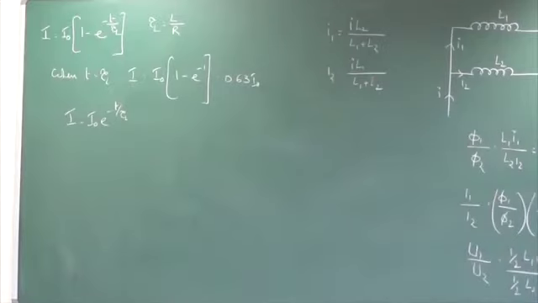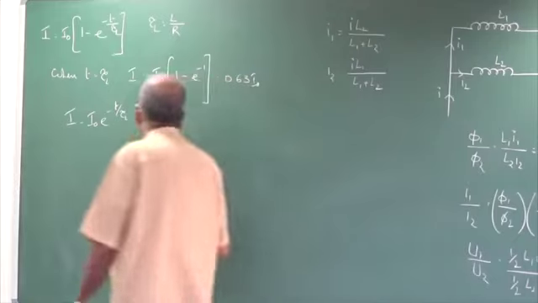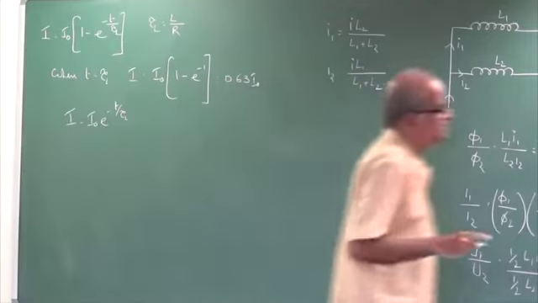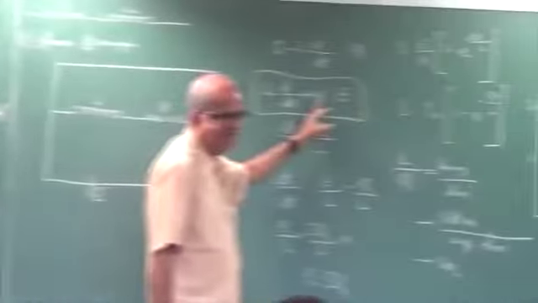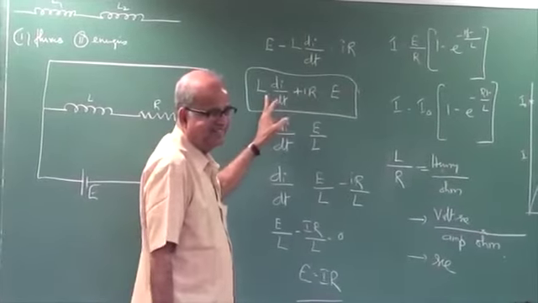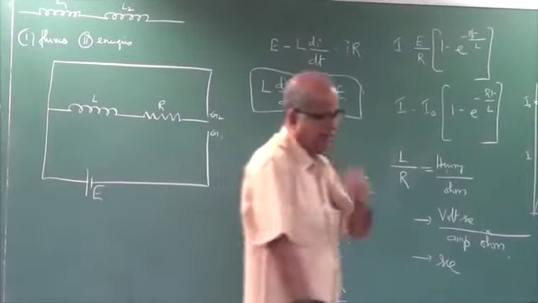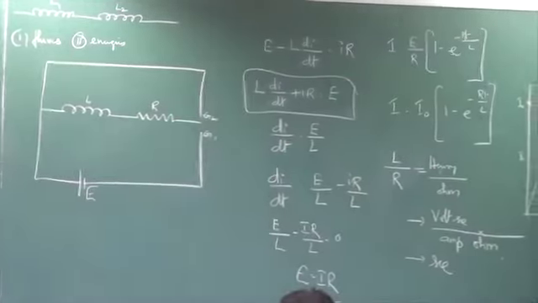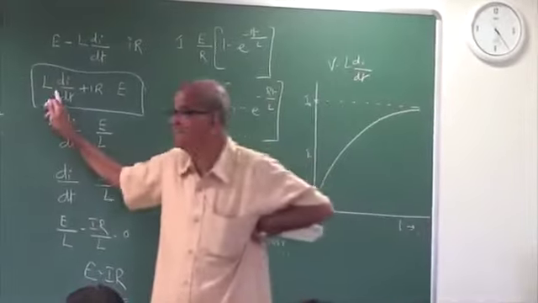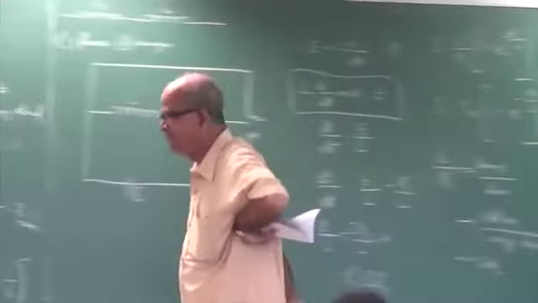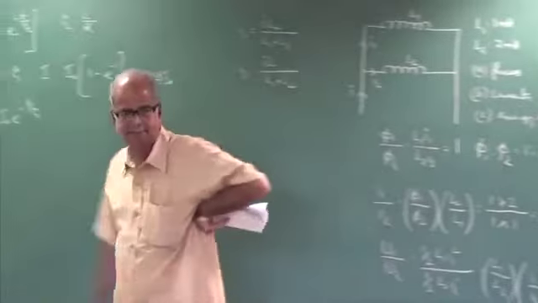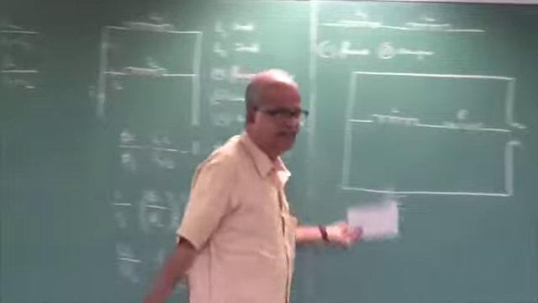In fact, you can look at this: you can multiply every term by I. EI is the power supplied by the battery. I squared R is the power that gets dissipated in the resistor. Li di by dt is the power that gets stored in the inductor, which, of course, if you integrate from 0 to I, you get half L I squared. Correct? Clear? I did not go into the integration part of it now.